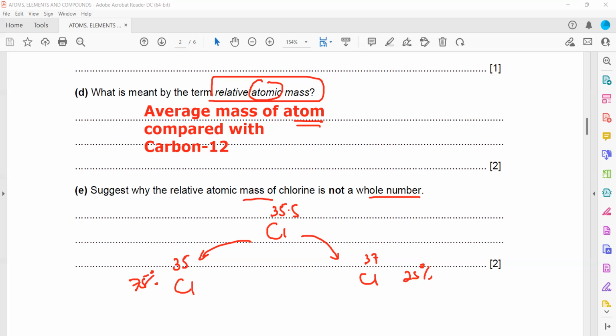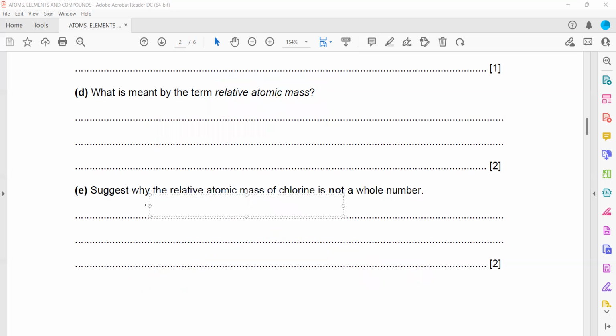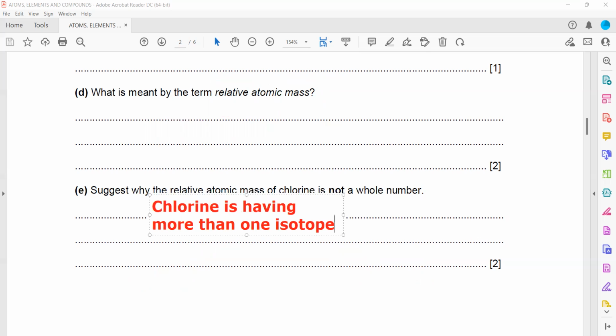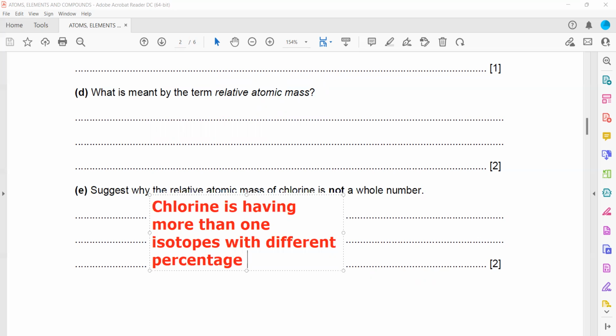It shows that the chlorine must have more than 1 isotope, and the masses of these isotopes with different percentages. So the answer, when you write here, you will mention chlorine is having more than 1 isotope with different percentages, so the average is not a whole number.